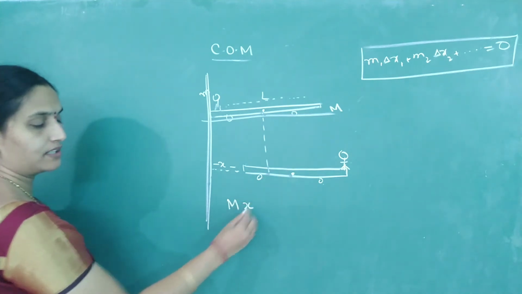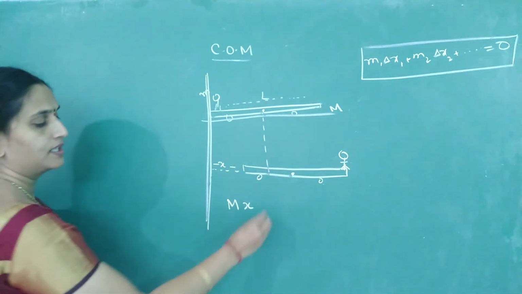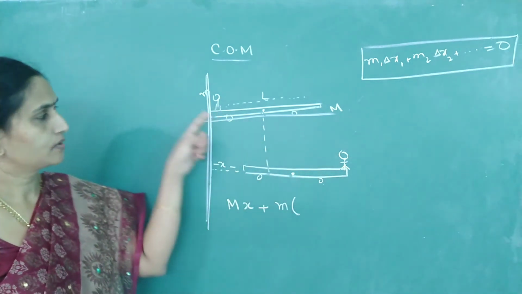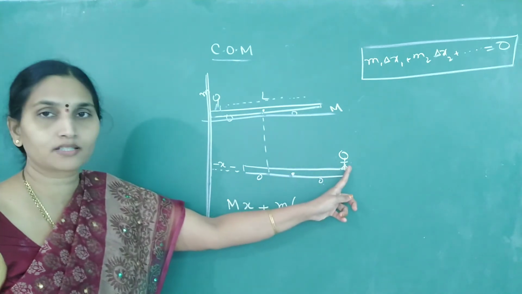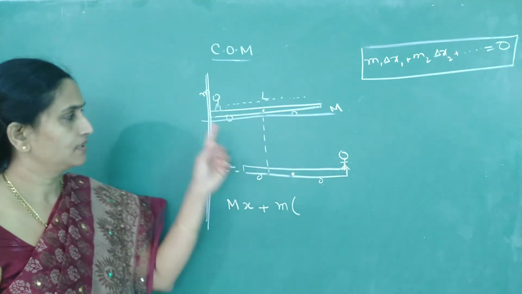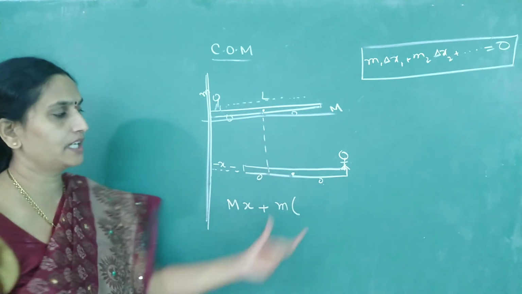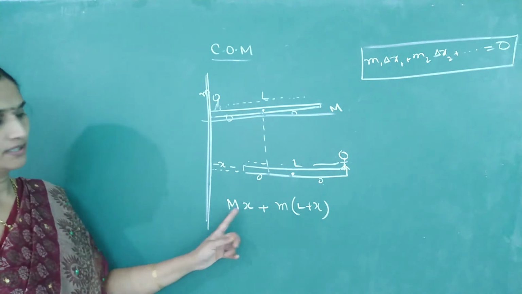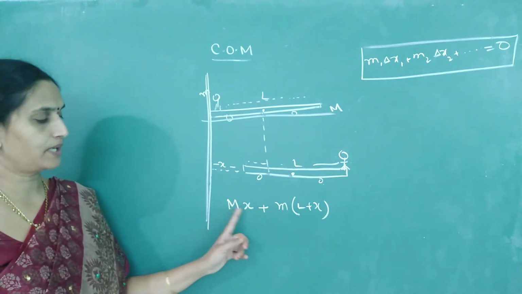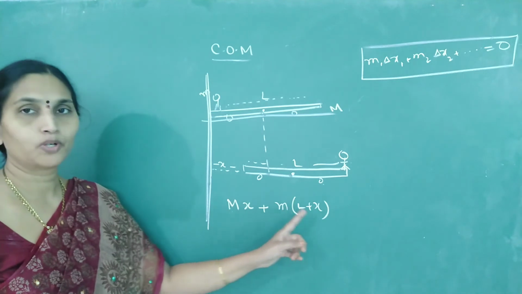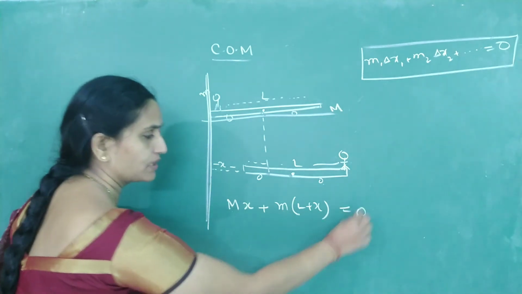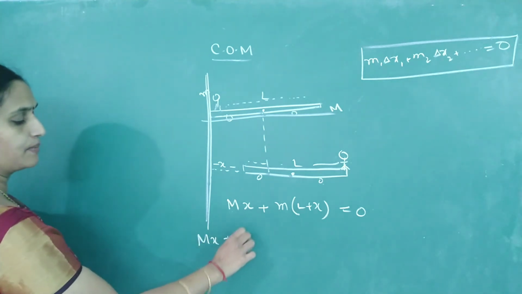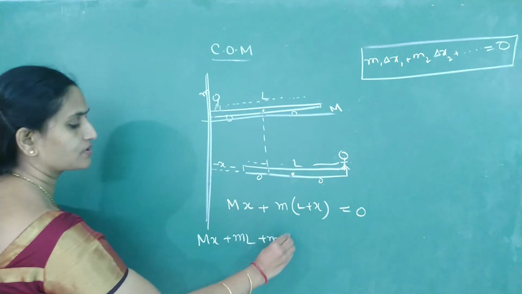The displacement of the plank is x in the forward direction, plus small m into the displacement of the boy. Boy was at this point. Now he is at this corner. How much is the displacement? He was at the origin before, now he is at a distance L plus x. So mass of the plank times displacement of the plank, plus mass of the boy times displacement of the boy, must be equal to what? 0. Now simplify it. Mx plus ml plus small mx should be 0.